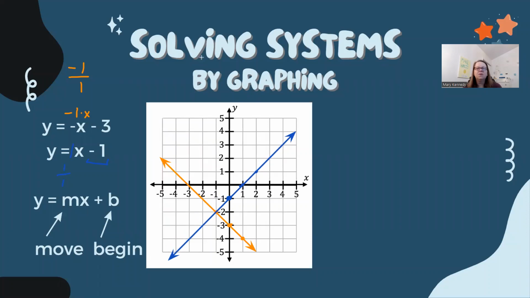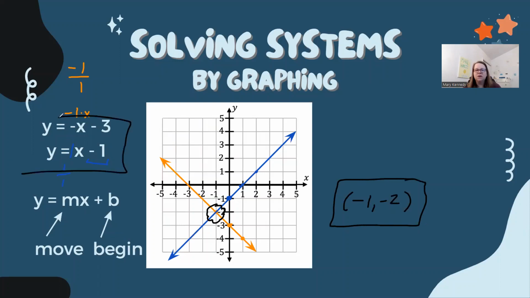Okay. So yay, we graphed them. What does that mean? What is our solution? The solution to this is where these two graphs intersect. And they intersect at -1, -2. And that coordinate point is the solution to this system of equations.